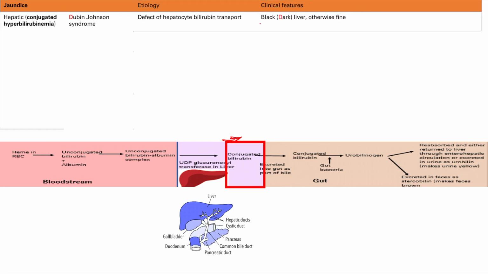The only thing that this is significant for is a black liver, but it's very testable. Okay, so if you see a black liver, a dark liver is what I like to think of it as.